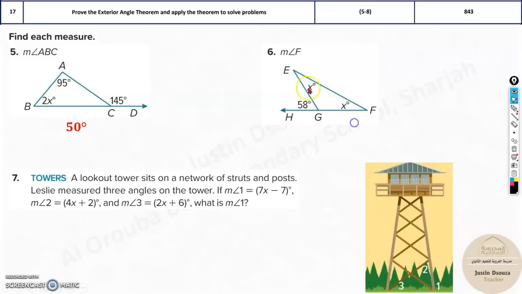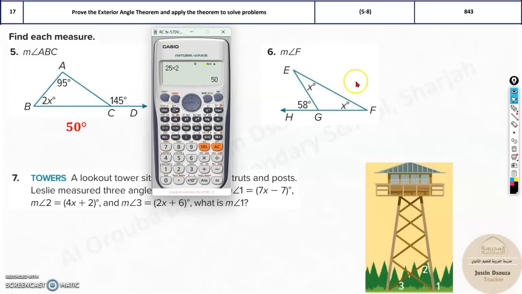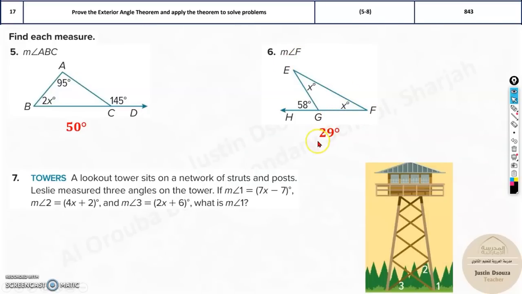Now then, over here as well, you can simply solve this. 58 would be equal to x plus x, that is 2x. Now the value of x is 29, but what do they want? Measure of angle F, and that is the same thing because it's only x, it's 29. Similarly, please do solve the others.